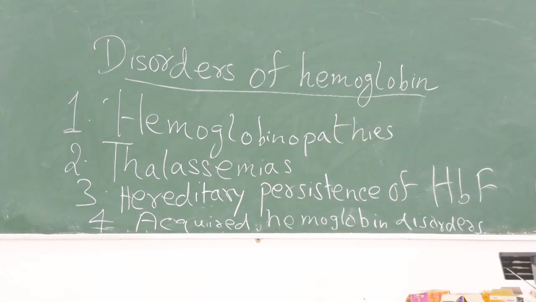Usually the amount synthesized is okay, but there is structural defect. All those chemical structures, chemical bondings, they play the part. So if there is structural defect, we will call them hemoglobinopathies. If the structure is okay, but the amount of globin chain synthesis is reduced, then different types of thalassemias will occur.